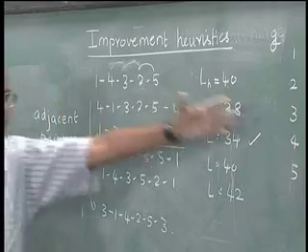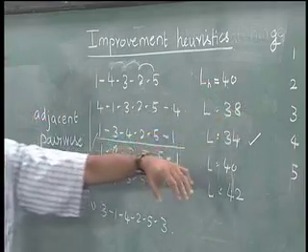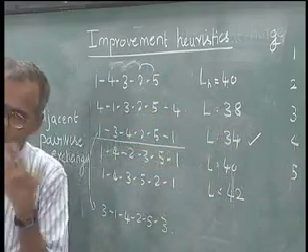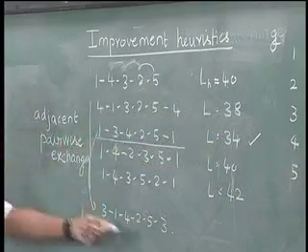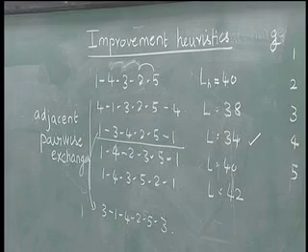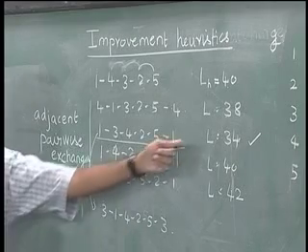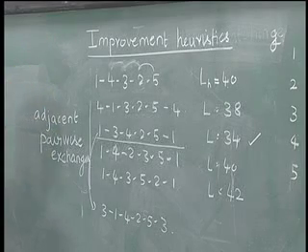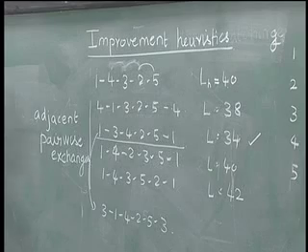Of course, for this instance we won't get an improvement because we already know that 34 is the optimum. But once we don't know the optimum, we can continue doing this till there is no improvement and then stop with the best solution that we have. So this is the adjacent pairwise exchange heuristic, which is an improvement heuristic.